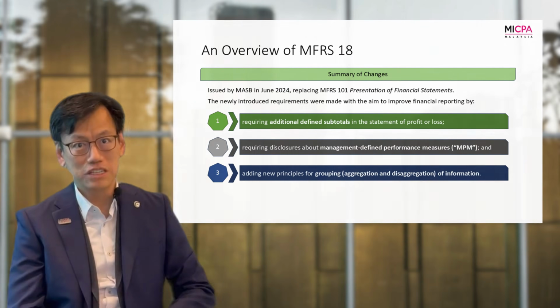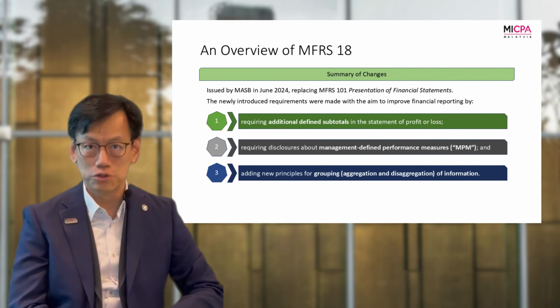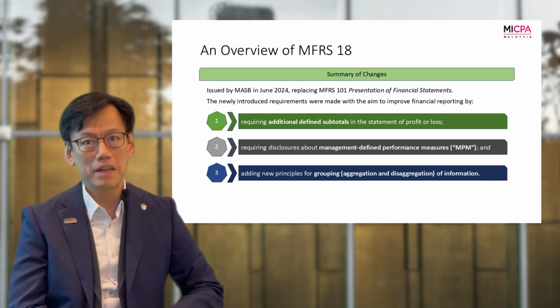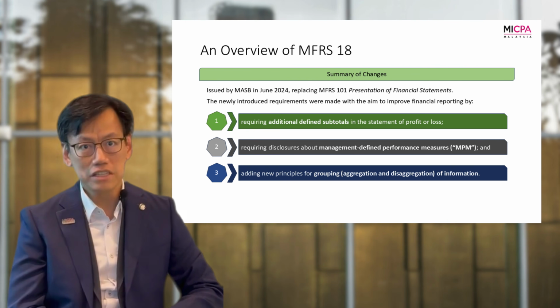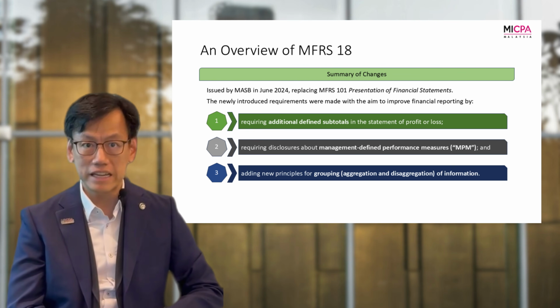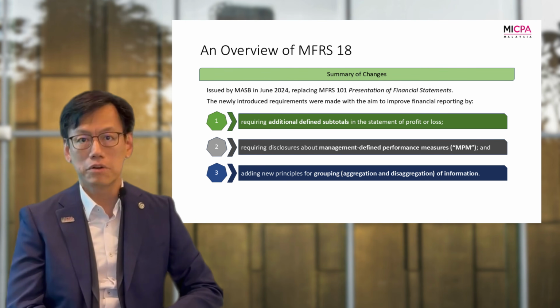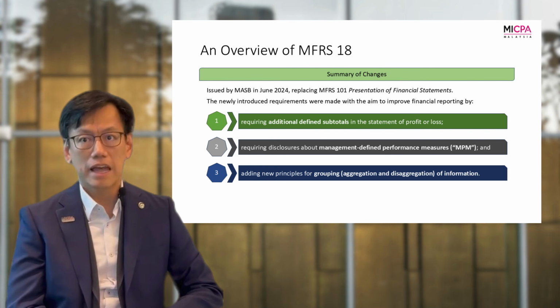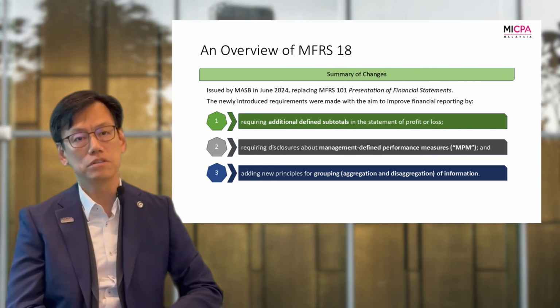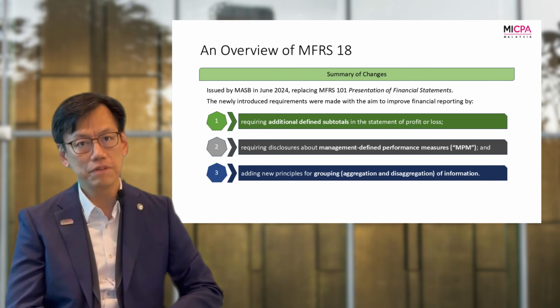MFRS 18 was issued by MASB in June 2024, replacing MFRS 101, Presentation of Financial Statements. So the changes introduced by MFRS 18 mainly require additional defined subtotals in the statement of profit or loss, disclosures about MPMs, or management-defined performance measures, and introduce new principles for grouping of financial information.